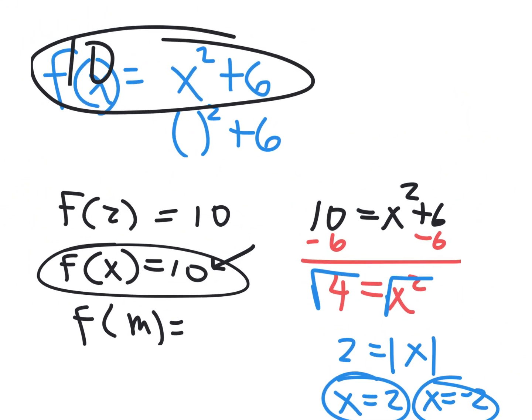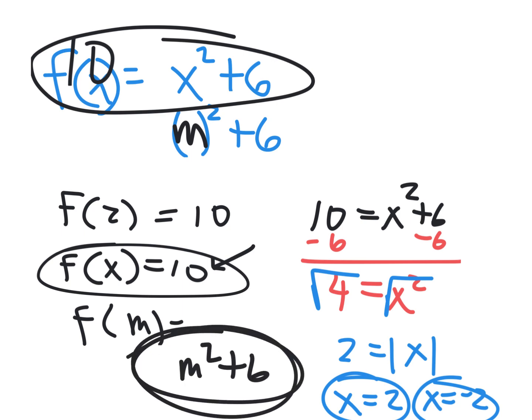And then I asked you to do f of m. Well, that means you stick an m in the function. Where? Well, in the parentheses. So then your answer is just m squared plus 6. Any questions so far?